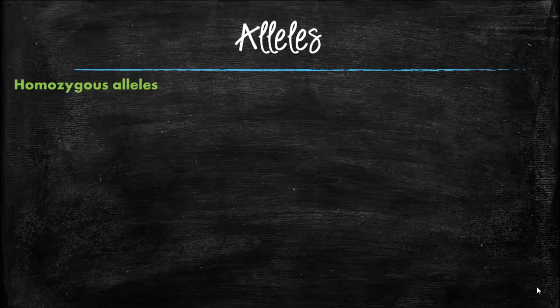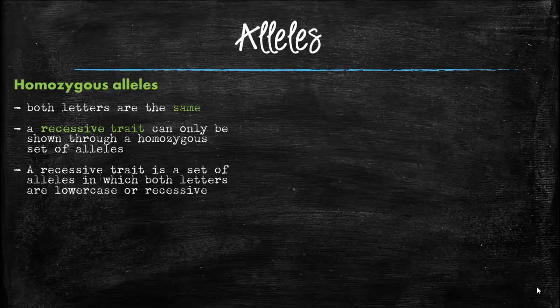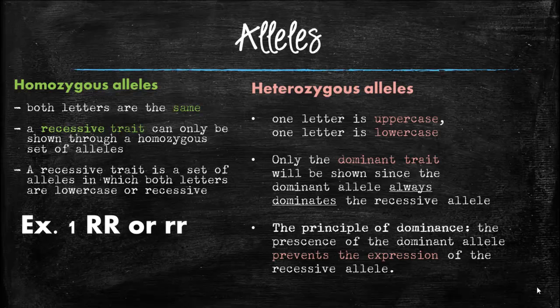A set of alleles can either be homozygous or heterozygous. In the homozygous set of alleles, both letters are the same. Also, having a recessive homozygous set of alleles is the only way that a recessive trait can be shown. A recessive trait is a set of alleles in which both letters are lowercase or recessive.